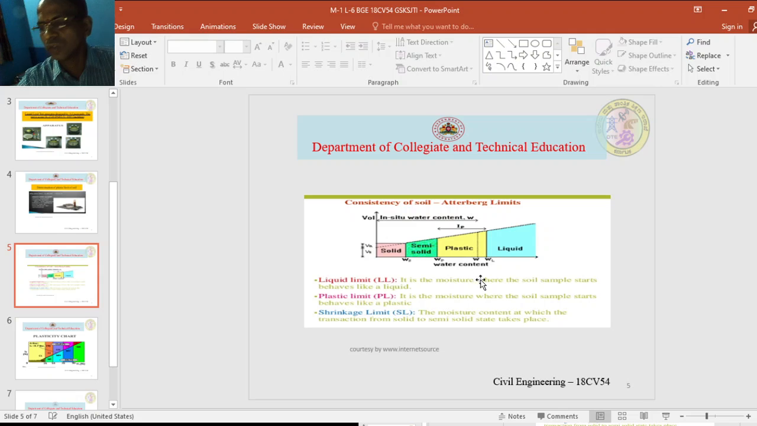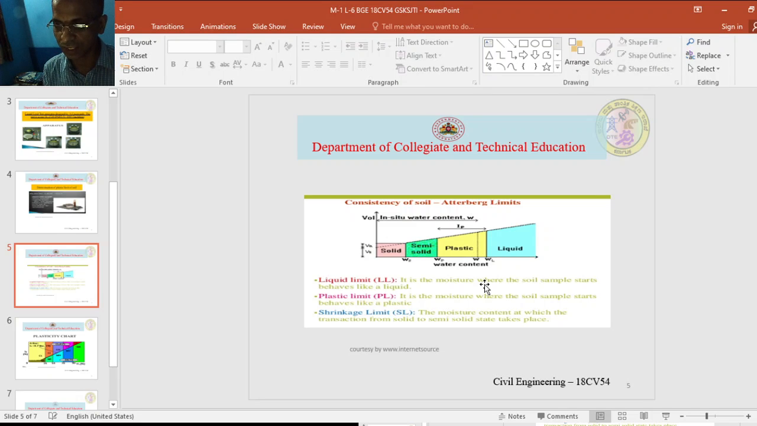So now, we know how to conduct the liquid limit test and the plastic limit test, but we should know what is meant by liquid limit, plastic limit, and shrinkage limit, and how we distinguish them technically. In order to distinguish them technically, Atterberg has given a chart. That chart has x-axis water content and y-axis volume change behavior.